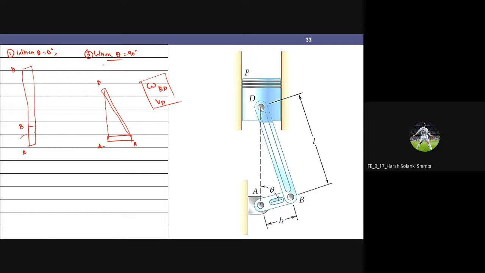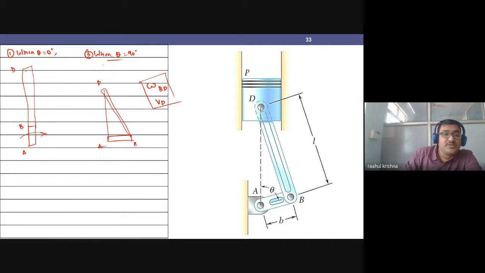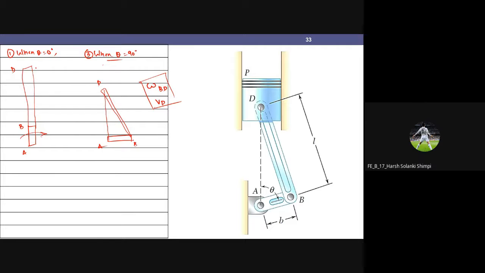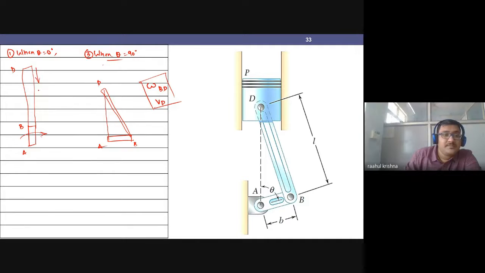Sir, throughout this is the rotating line in this direction. The motion of A is fixed, in which direction? Towards here, right? So my ICR will be there. Shouldn't it be at A itself, because A is a fixed point, right? Yes, sir.